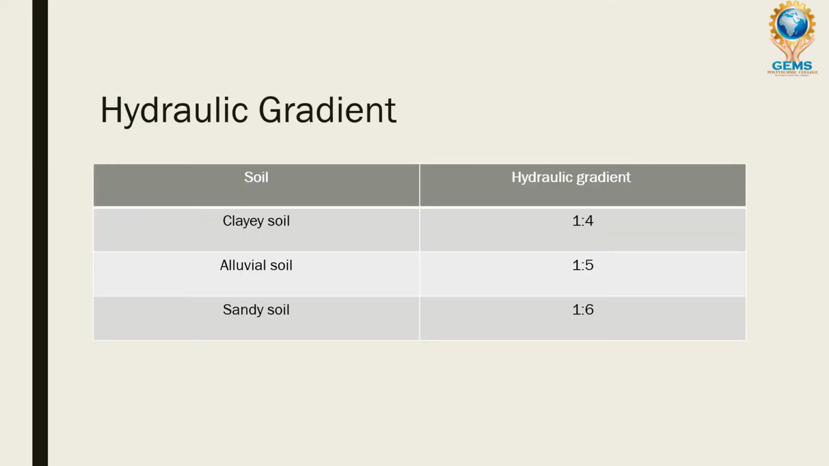Okay, these are the hydraulic gradient line values. You have to take these values while you are going to construct the particular canal bank over the soil, so you have to note that correctly. For clay soil, it's 1:4. Alluvial soil, it's 1:5. Sandy soil, it's 1:6. These are the Indian standards.